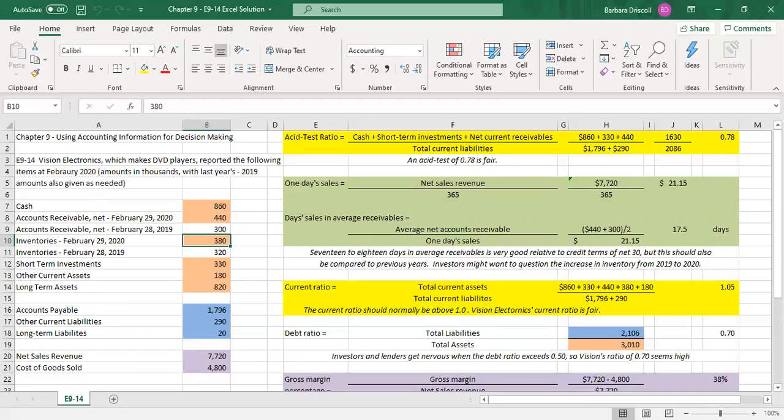For your review of these financial ratios, the asset test ratio and the days sales and average receivables is part of our current Chapter 9 material. The other ratios were discussed in your Accounting 1030 class, so please review that from your earlier textbook.